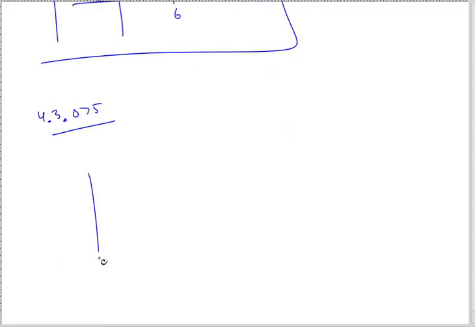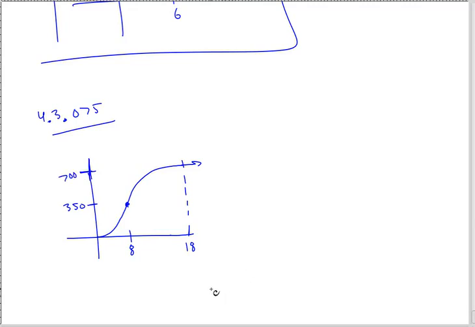43075. I have a graph, and this is actually something pretty interesting because it goes on forever, I think. And then 18 is really where we're interested. And then there's an inflection point at 8, not to scale necessarily. This is at 350, and it looks like at 18, it is at 700, or somewhere around there.